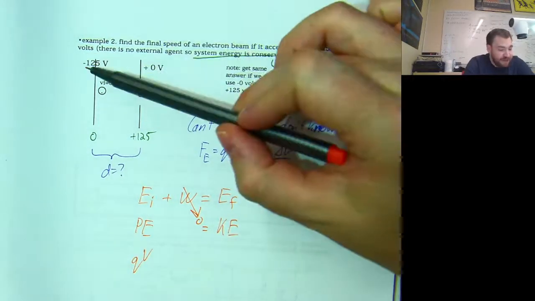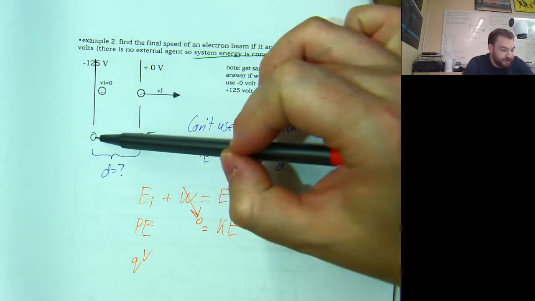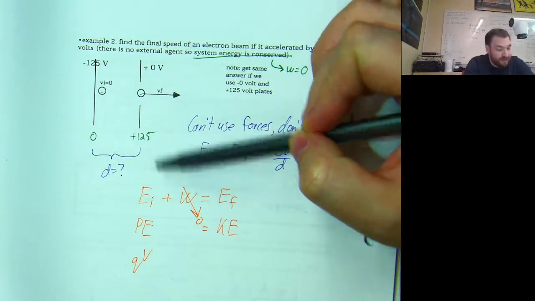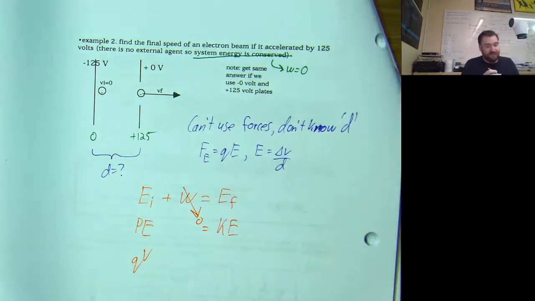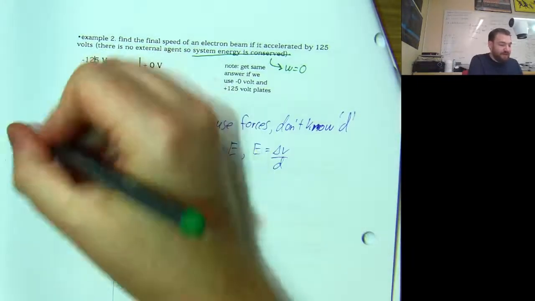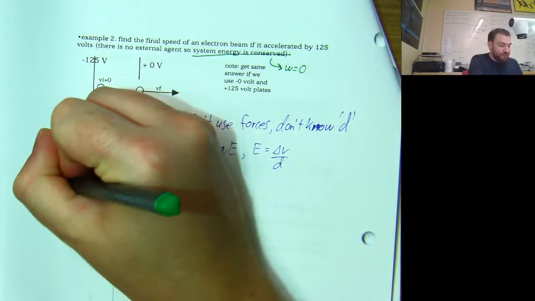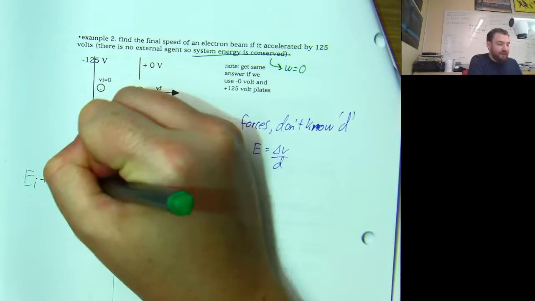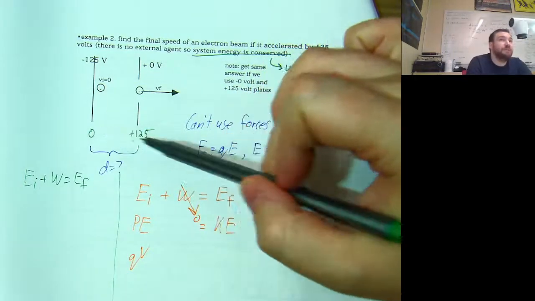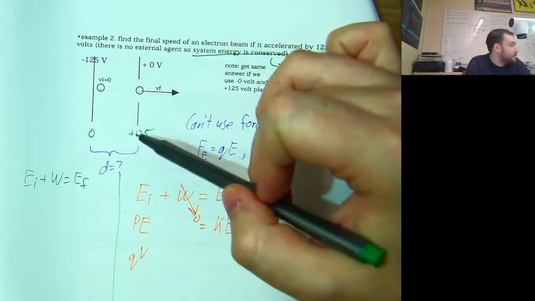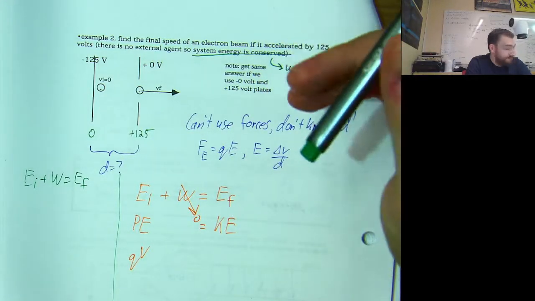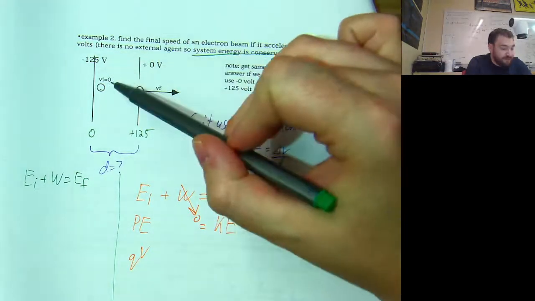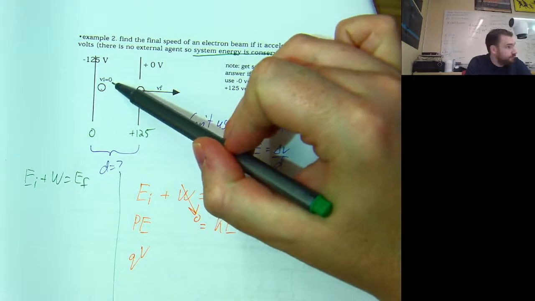If instead of negative 125 and 0, I'd used 0 and positive 125 here, how would that have changed this setup? So let's just draw this here. What would happen if I had done energy initial plus work equals energy final using the green values here instead? Does it? VI equals 0. Oh, yeah.